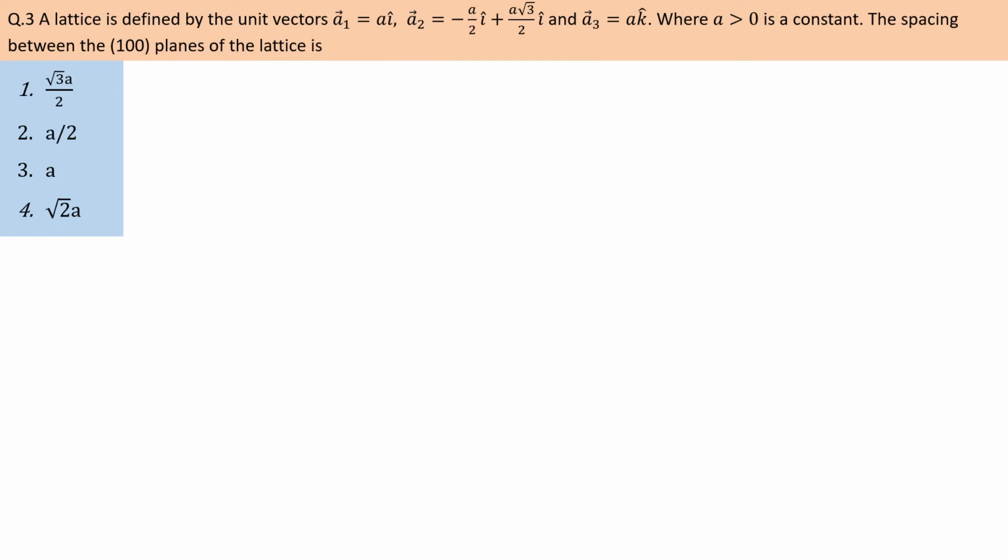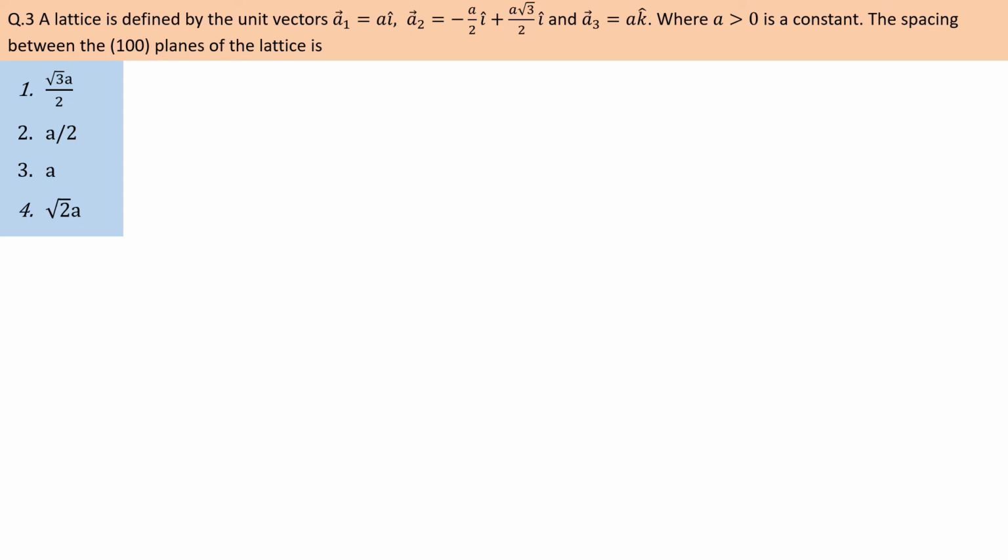A lattice is defined by the unit vectors a1, a2 and a3, where a greater than 0 is a constant. The spacing between the 1, 0, 0 planes of the lattice is. In this question, 3 unit vectors of a lattice are defined. We want to calculate the interplanar spacing between the 1, 0, 0 planes of this lattice.